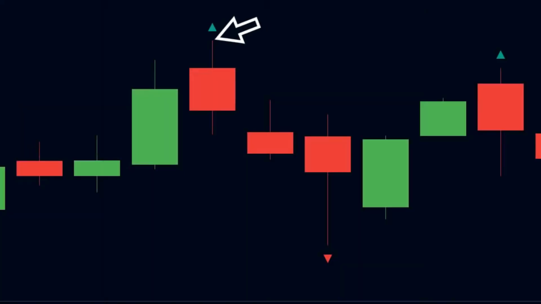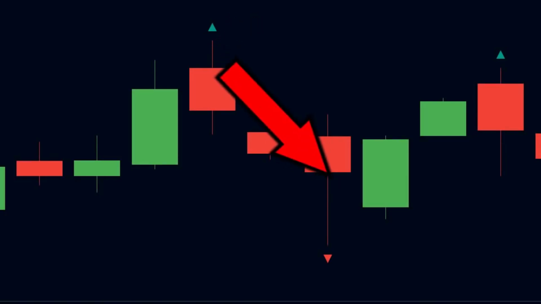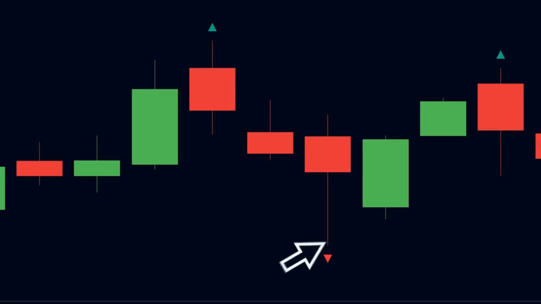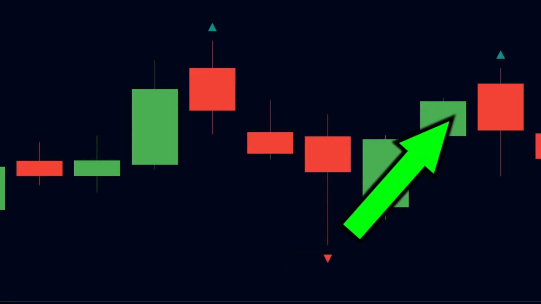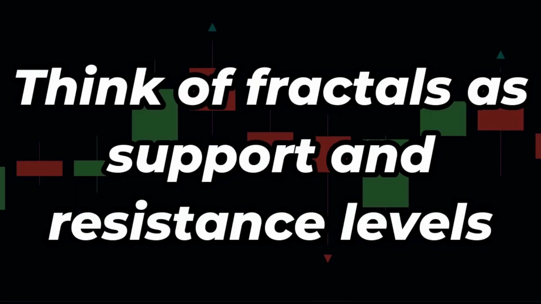Whenever a bullish fractal is created, it is simply a short-term resistance level where the price found resistance and made a lower move. Similarly, a bearish fractal is nothing but a short-term support level where the price faced a support and made a higher move. We will use this ideology and think of fractals as support and resistance levels.